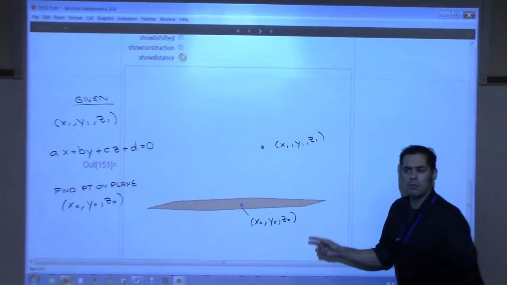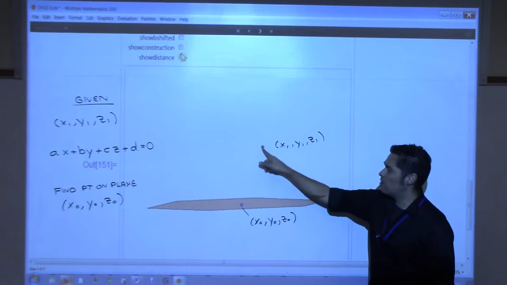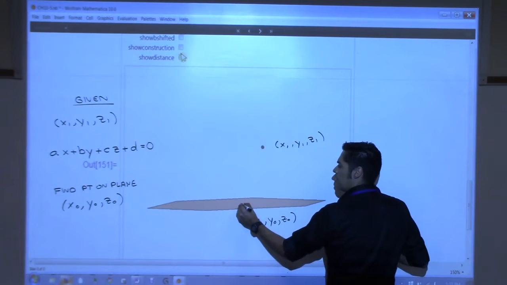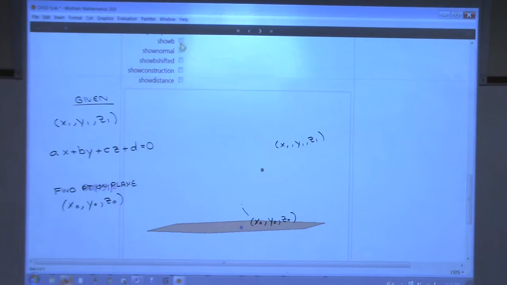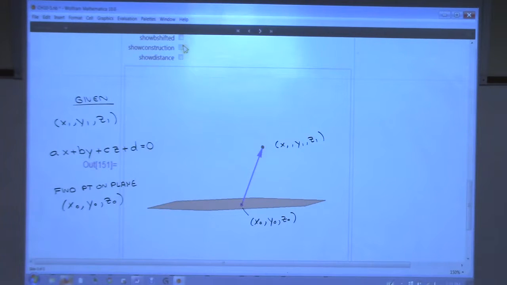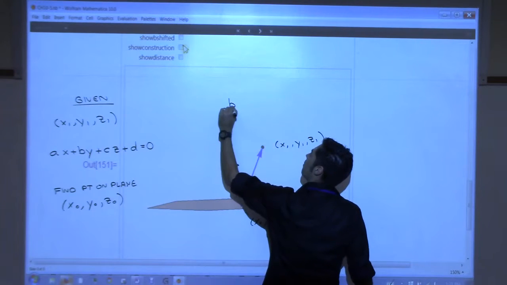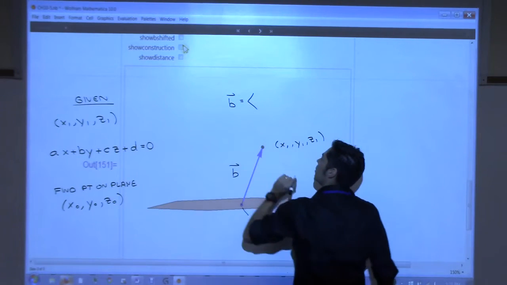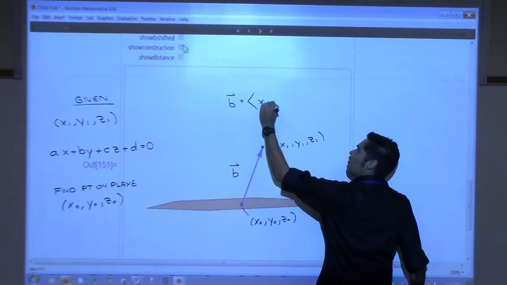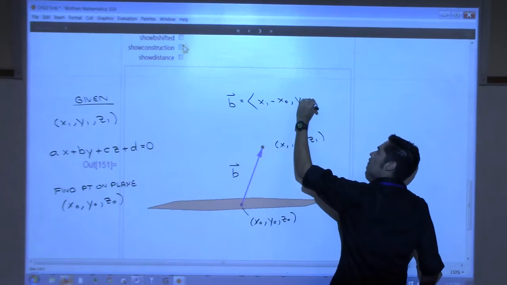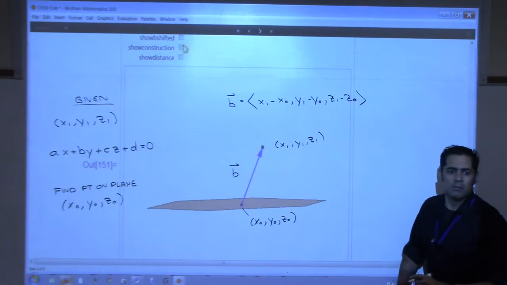And then what did we do next? Create a vector that went from here to here, right? That vector that goes from here to here, we are going to call vector b. Tell me the formula for b. b would be this one minus this one. So x1 minus x naught, y1 minus y naught, z1 minus z naught, right? Is this making sense to you?